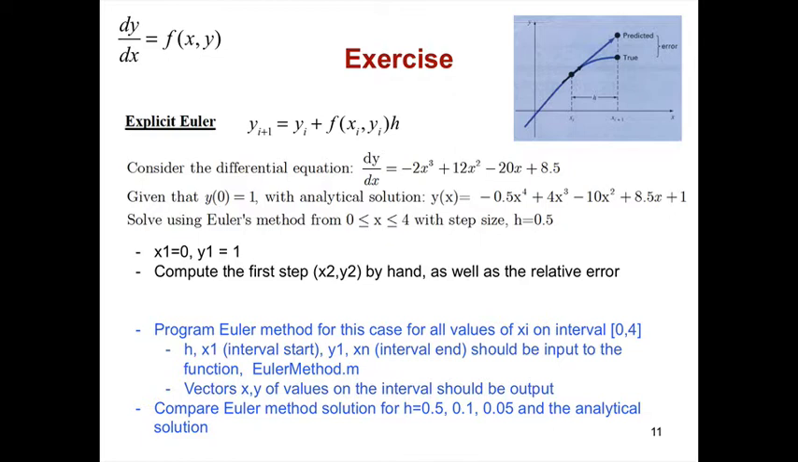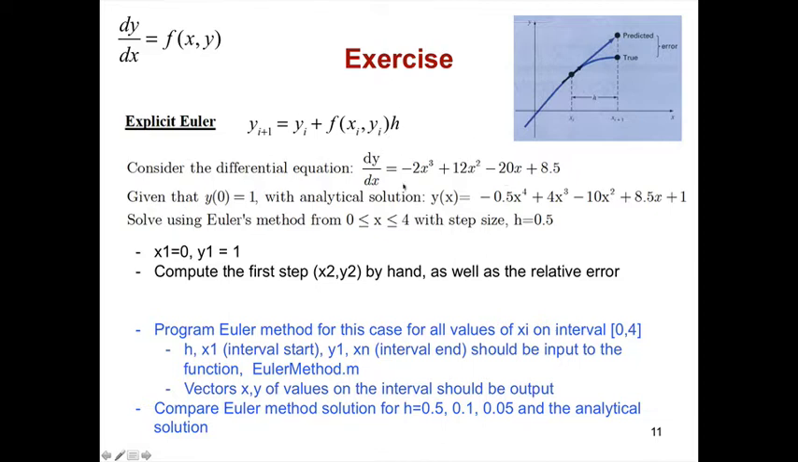So if my x1 is 0 and y1 is 1, so that's the starting point, the initial value, how do I get to, what is my x2 according to this problem? It's a step h away from my starting point, right? And h is 0.5. So if my x1 is 0, then my x2 is x1 plus h, so that's 0.5 in this particular case, right?